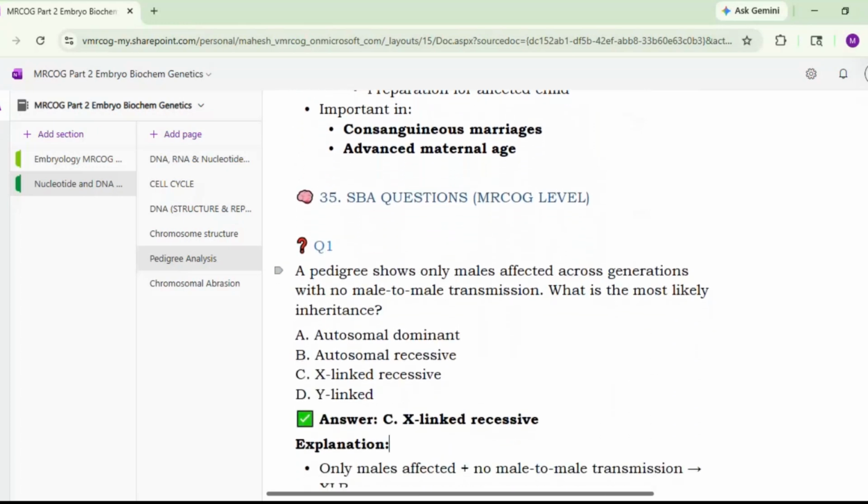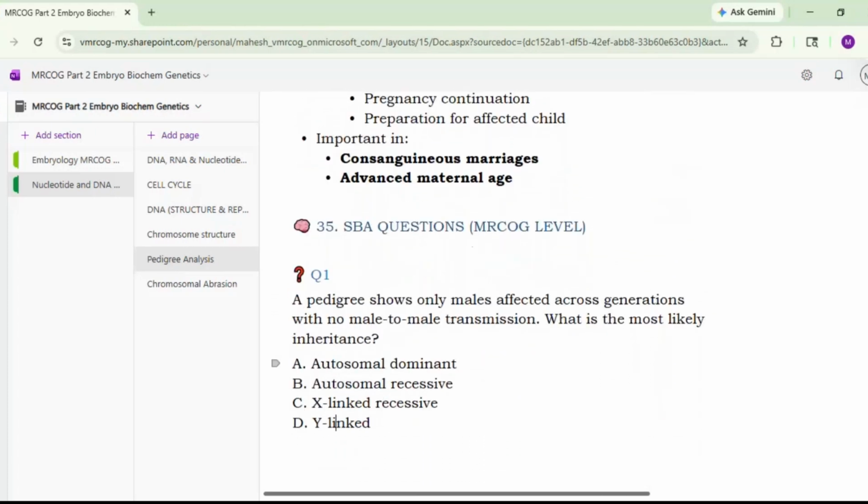Okay, so we have certain questions, doctor. Yes, sir. A pedigree shows only males affected across generations with no male to male transmission. What is the most likely inheritance?